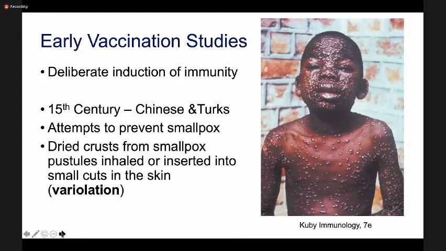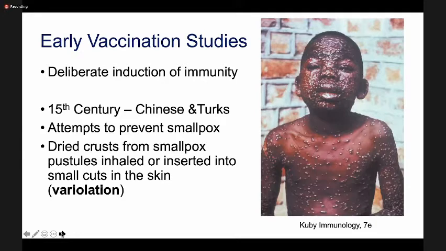More information was discovered from early vaccination studies. Vaccination is the deliberate induction of immunity. As you well know, I'm hoping you've all received your COVID vaccine, so that even if you encountered someone who's infectious, who's harboring the pathogen, either you wouldn't develop disease or you wouldn't develop severe disease. So that's the element of deliberate induction of immunity.